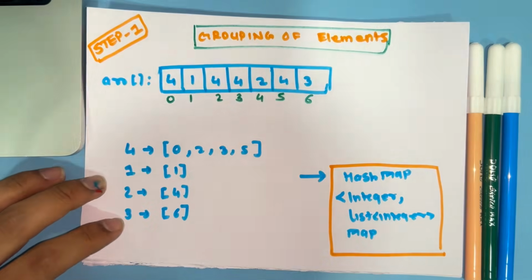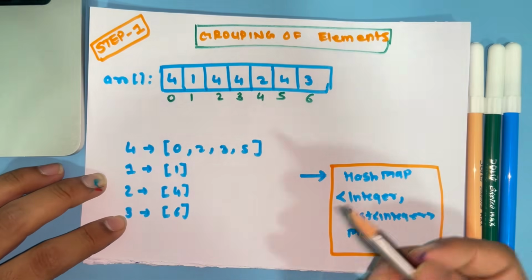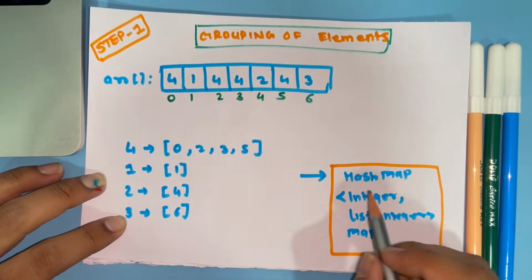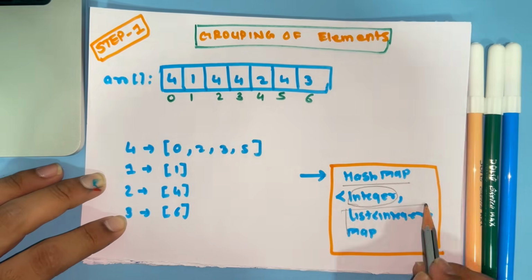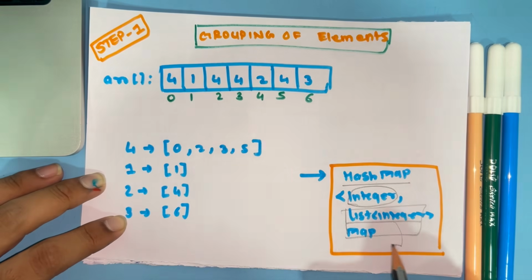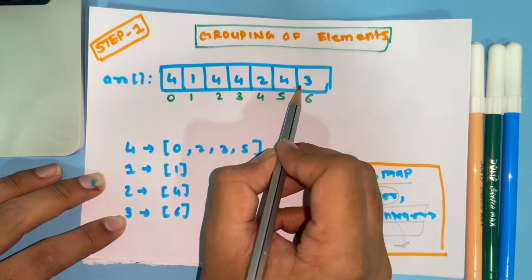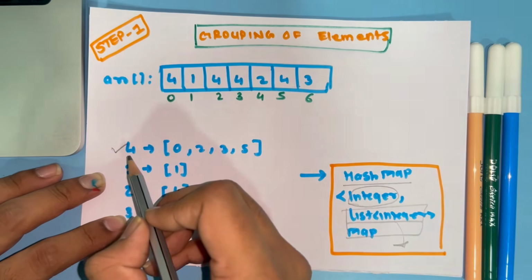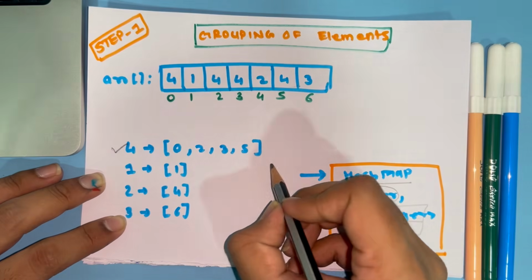So we can see that for each element we need a group of indices it is present in. So the best solution for it is a hash map. So we'll use a hash map with the key as an integer and the value as the list of integers, where this list will store all the indices where this key is present. For example, consider this example. So 4 is present at 0, 2, 3, 5. So we have calculated this hash map.